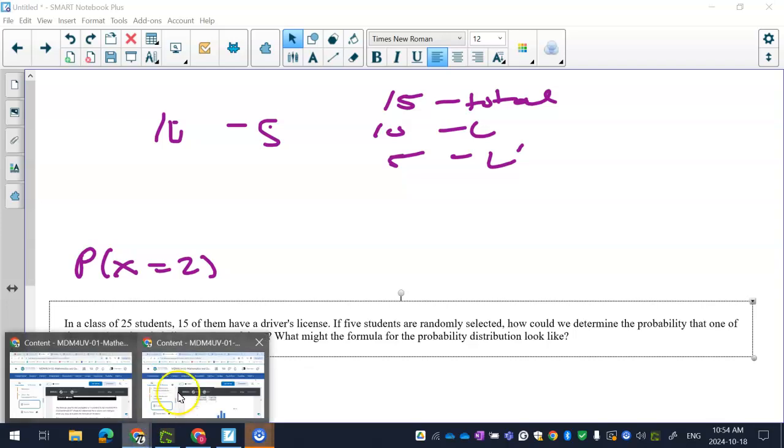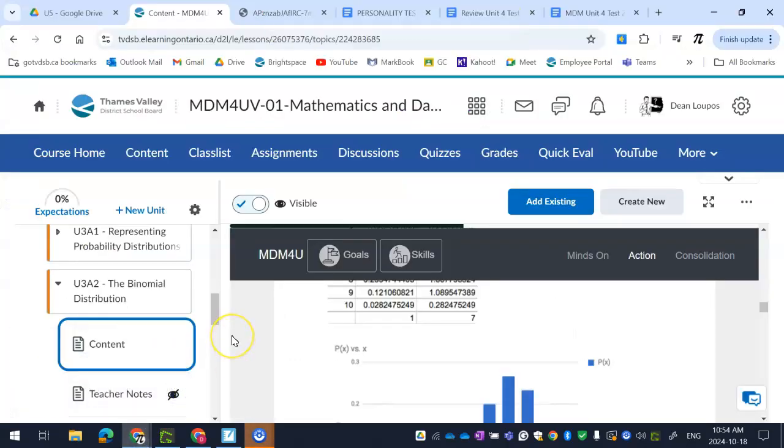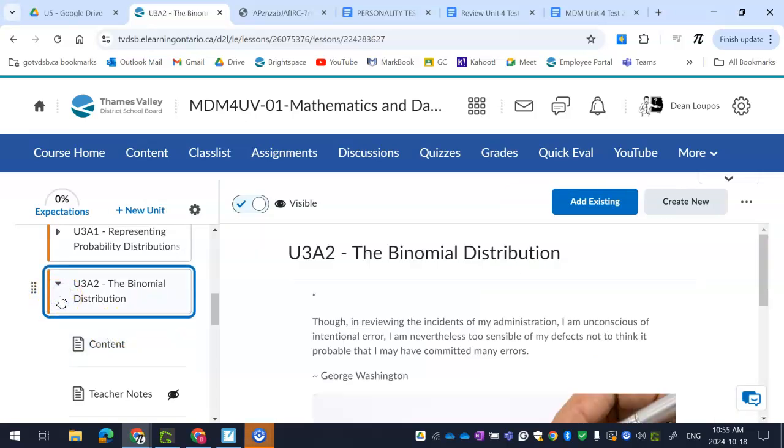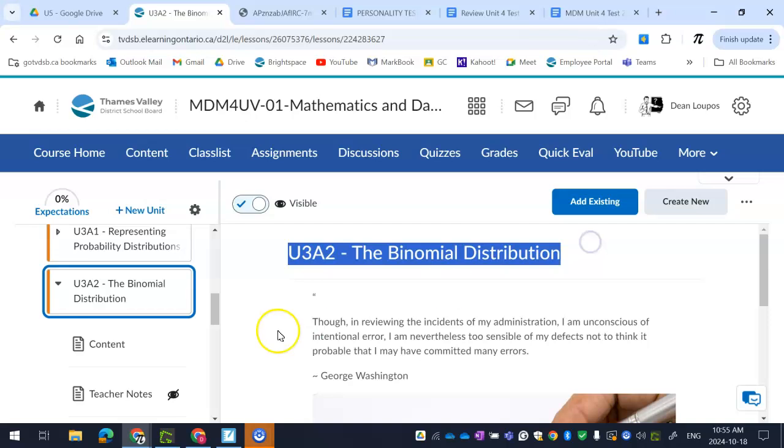All right, guys, so we're going to move on to U3A3. So U3A2 is binomial distribution. Yesterday, or last day, we looked at binomial distribution. That's when we had trials that were independent. So things like rolling dice and that sort of thing.